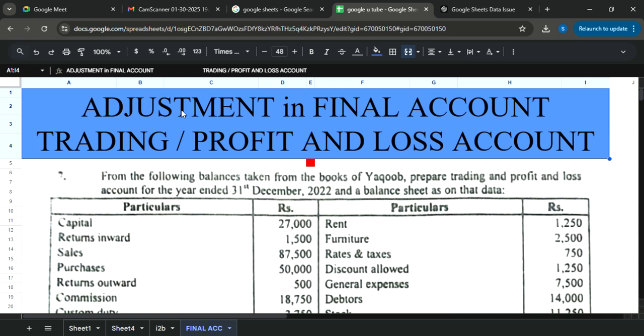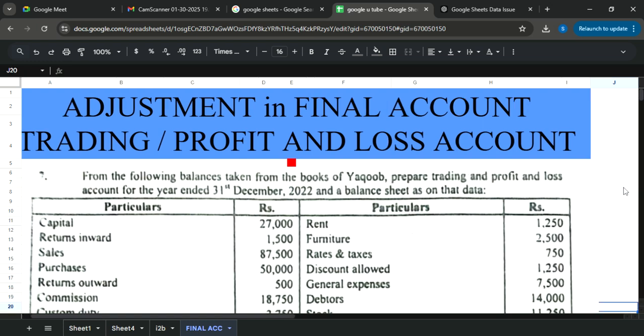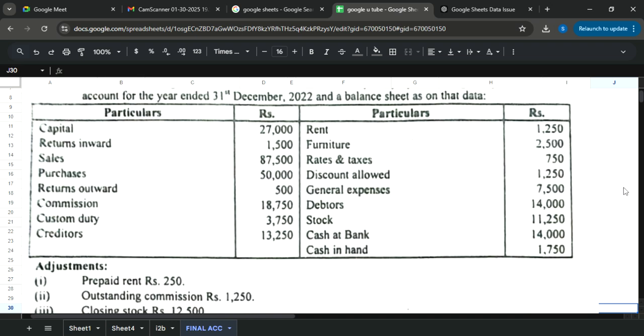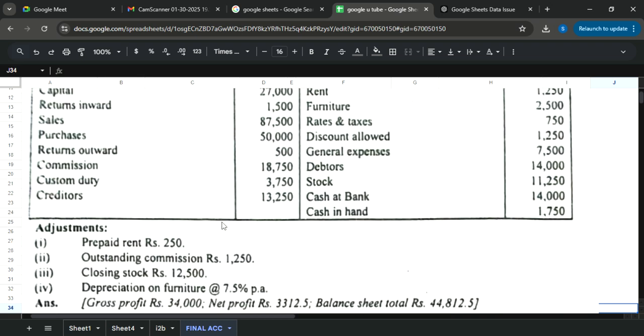Today's target is to solve question number 7. The chapter we are dealing with is adjustments in final accounts. Though this chapter is new for you, all the inputs given here are almost the same. The proforma is almost the same as in your previous chapter. The only thing different is that you have adjustments: adjustment 1, 2, 3, 4. These adjustments are present at the end of the question.